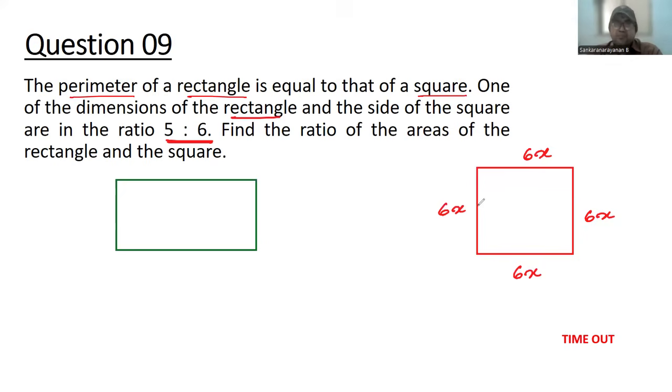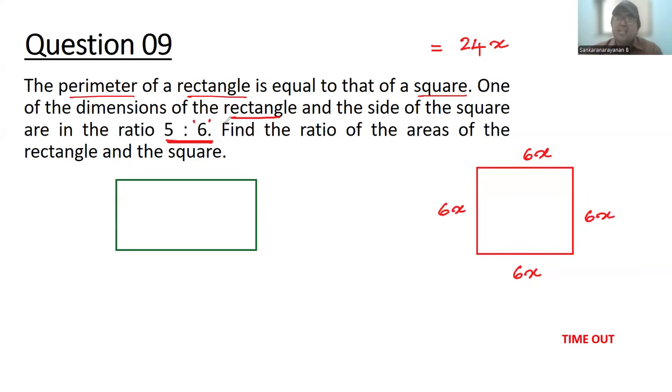Got it? So the perimeter of the square is 6x plus 6x plus 6x plus 6x, that is equal to 24x. That is the perimeter of the square. They say that the perimeter of the rectangle is equal to that of the square. Okay, so I have found the perimeter of the square is 24x. How did I get 24x? Because I can see that this 6 in the ratio corresponds to the side of the square. So I am assuming the side of the square to be 6x.